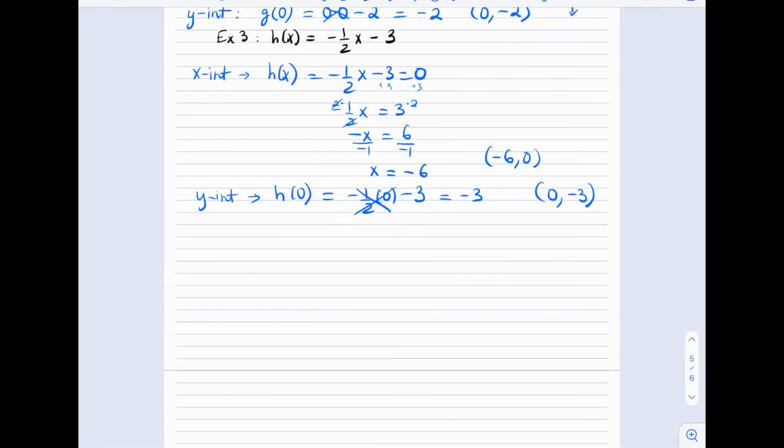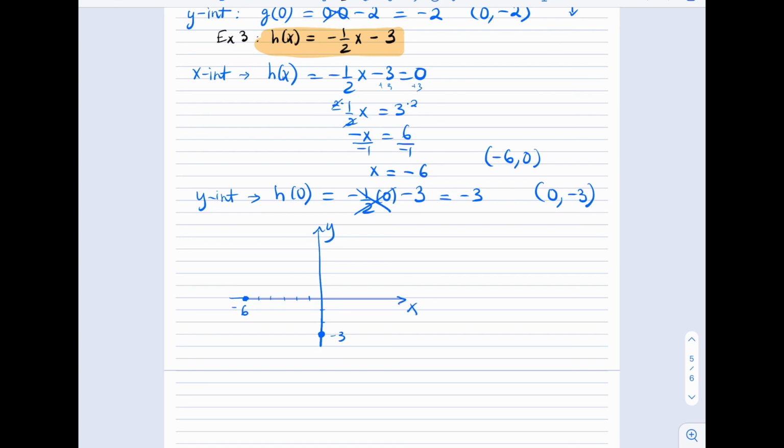If I were to graph this last function right here, I could use the x- and y-intercepts to do that. So all we have to do is just plot those 2 points, negative 6, 0, and 0, negative 3. Negative 6, 0 would be this point right here. And then 0, negative 3, that means you would just move down 3. And that would be this point right here.